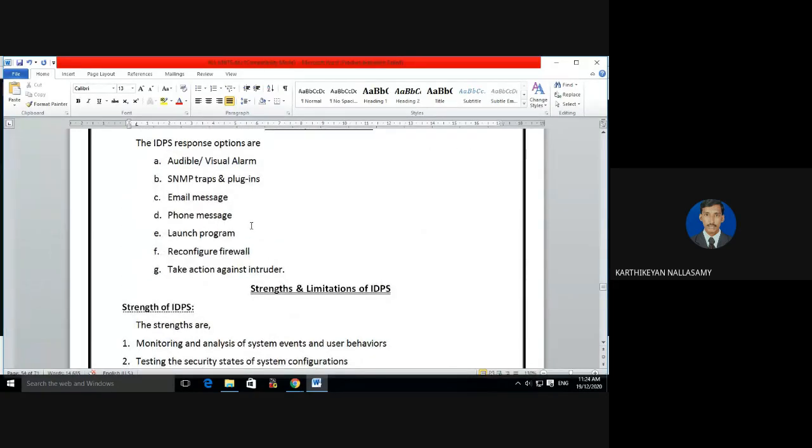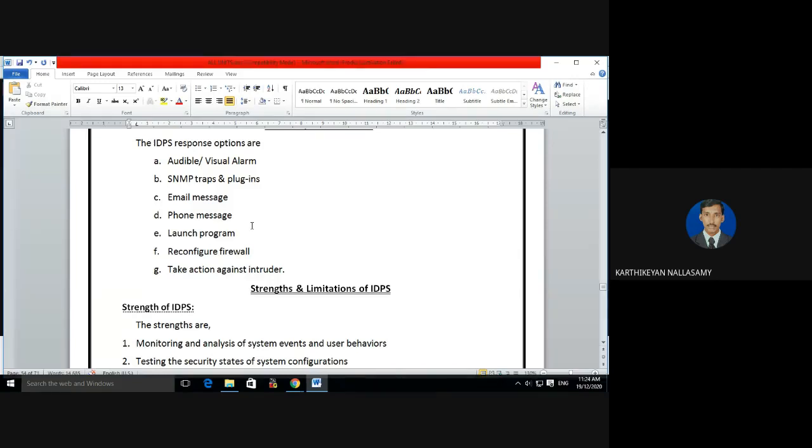There are different kinds of behaviors we have. It may be an audible or visual alarm. That is the normal default response behavior we have to use. The next one is protocol traps and plugins, and sending email messages, even a security message that will be received if that email is used in some other location other than your mobile. There is also a possibility of sending phone messages, or maybe launching your program. It means that some programs automatically execute to indicate that this is happening.